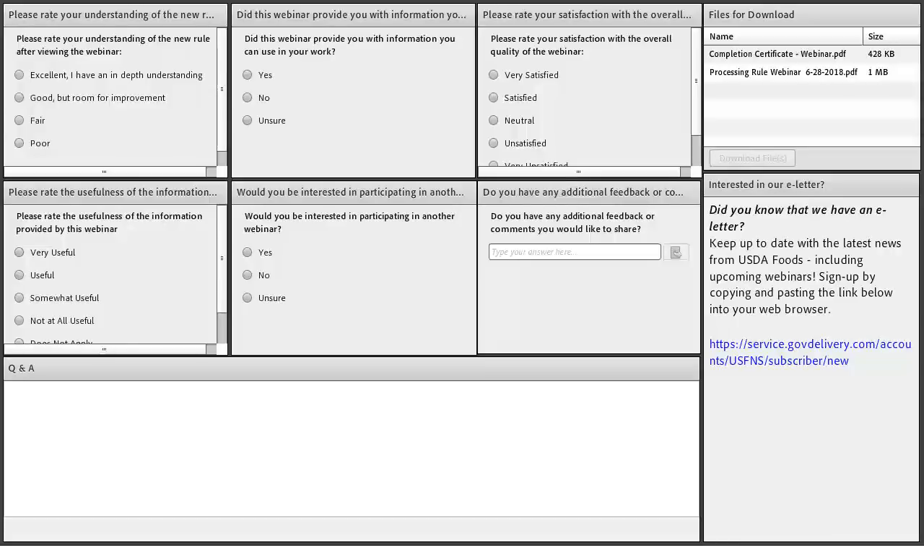Let's see, another question. When will you be revising the National Processing Agreement to account for the new regulations? We're currently working to revise the National Processing Agreement to include all of the changes made in this final rule. We're hoping that this revised National Processing Agreement will be out soon. And once it is out, we will execute new agreements with national processors, and those agreements will be permanent.